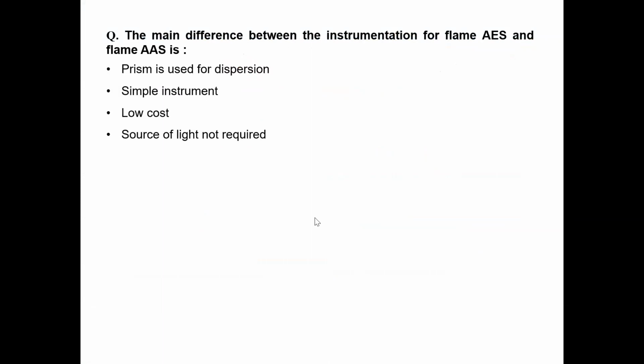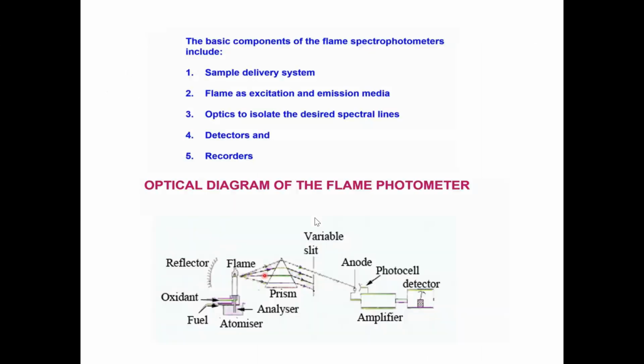It is a very easy question. You know, in AES there is no source of light required. You just directly atomize the sample and note the readings, right? If I describe the basic components of the flame spectrometers, they include first the sample delivery system, second is the flame, which is the excitation and emission media, third is the optics that is needed to isolate the desired spectral lines, fourth is the detector, and last one is the recorder.